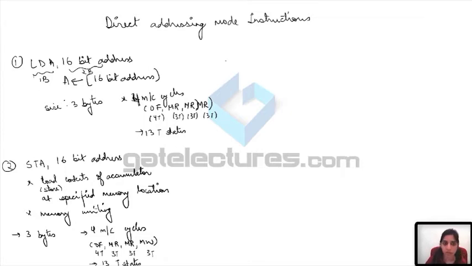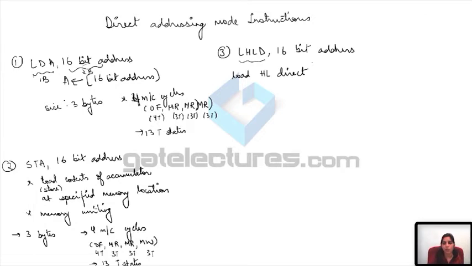So the next instruction that we are looking at here is load HL direct, LHLD 16-bit address. Here, instead of the accumulator, the HL pair is going to be loaded. So what we are going to do is, whatever address you are giving here, you are going to go to that address and load the HL pair from it.